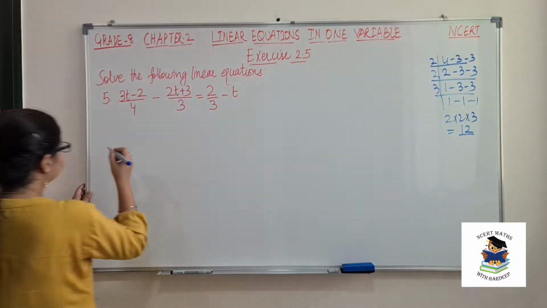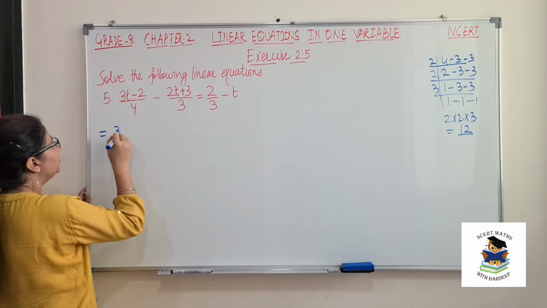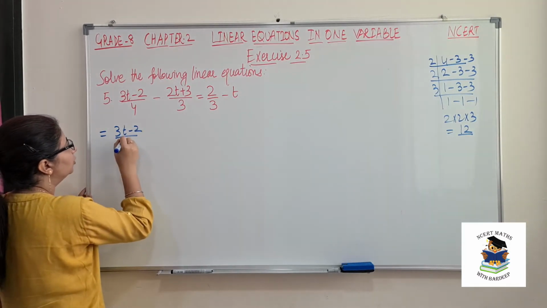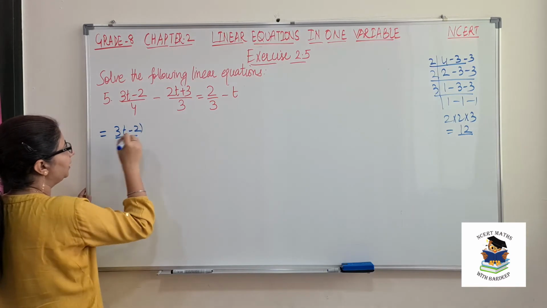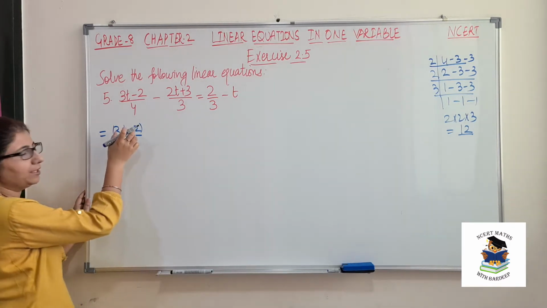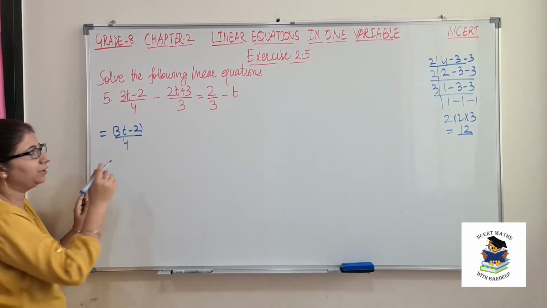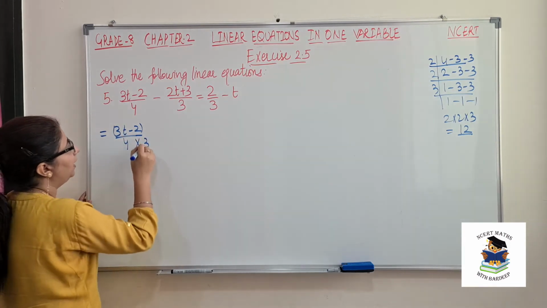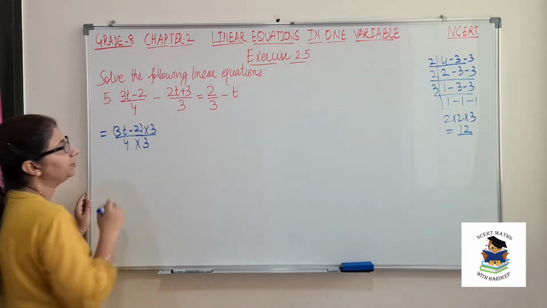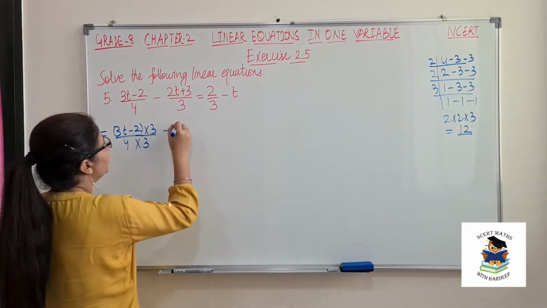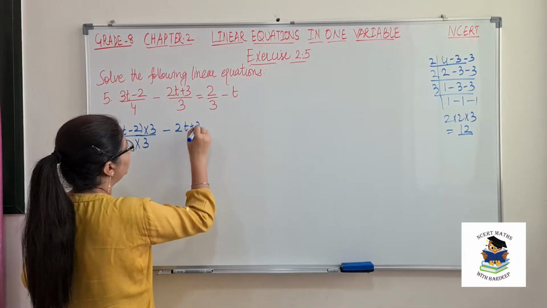So let's see. This is (3t - 2) over 4. So this is our one term. Since this term has two different numbers in numerator, we will put in bracket and multiply this with 3. Okay. So next again here one more important thing.